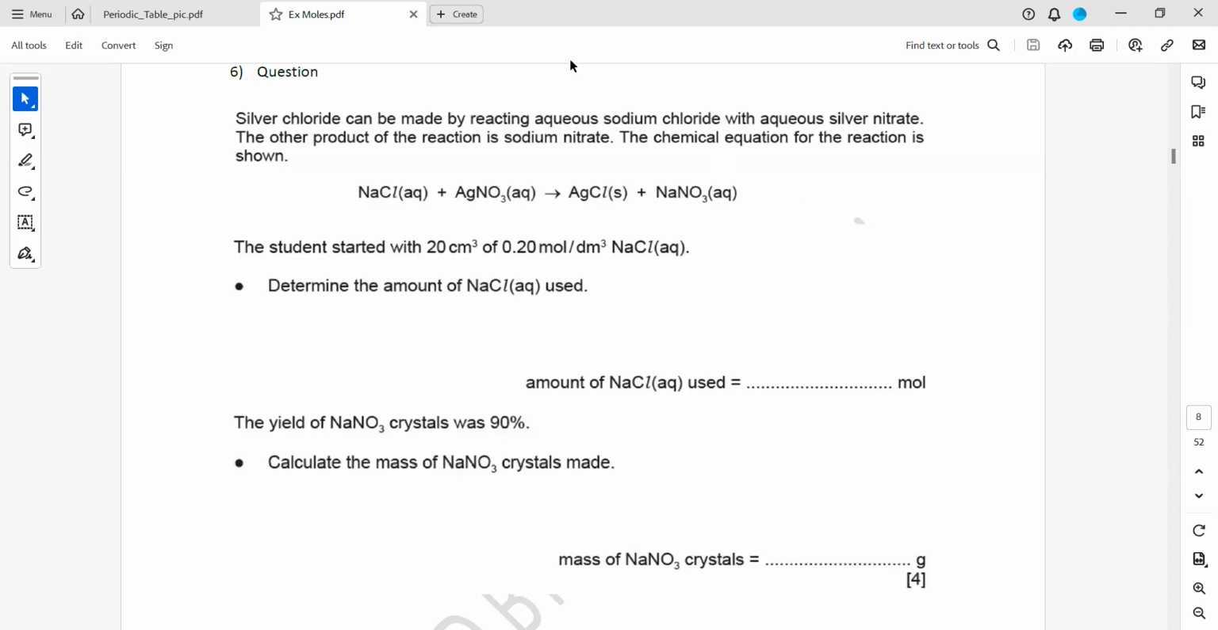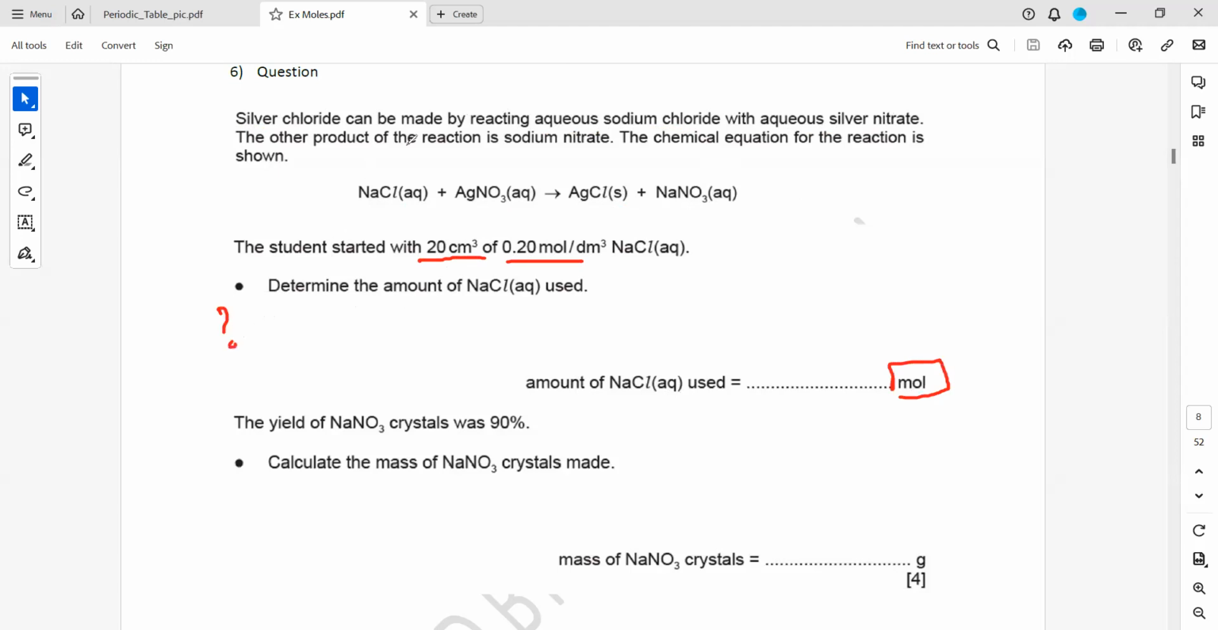Question 6. Silver chloride can be made by reacting aqueous sodium chloride with aqueous silver nitrate, like mixing two solutions. Aqueous means solutions are there; this is solid and this is aqueous. A student started with 20 cm cube of 0.2 mole per dm cube NaCl. Determine the amount used, meaning we need the moles of NaCl.